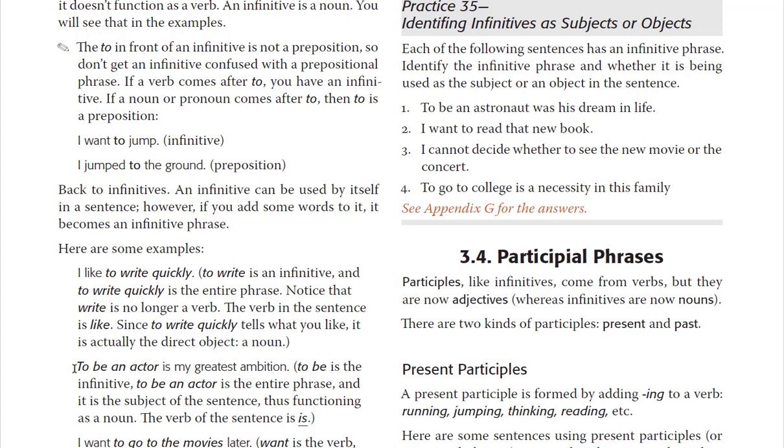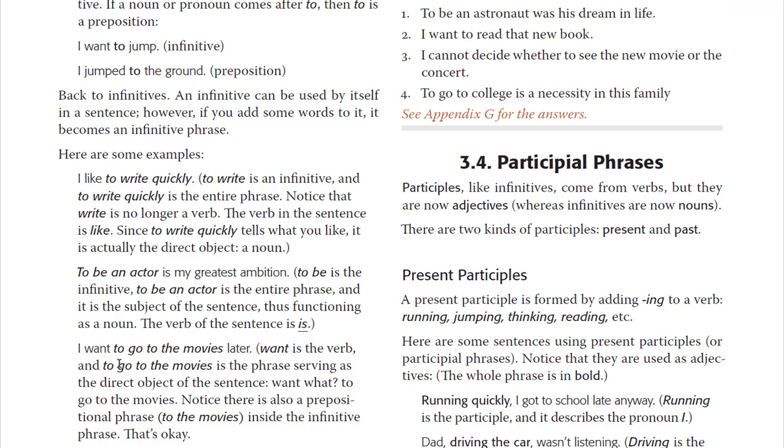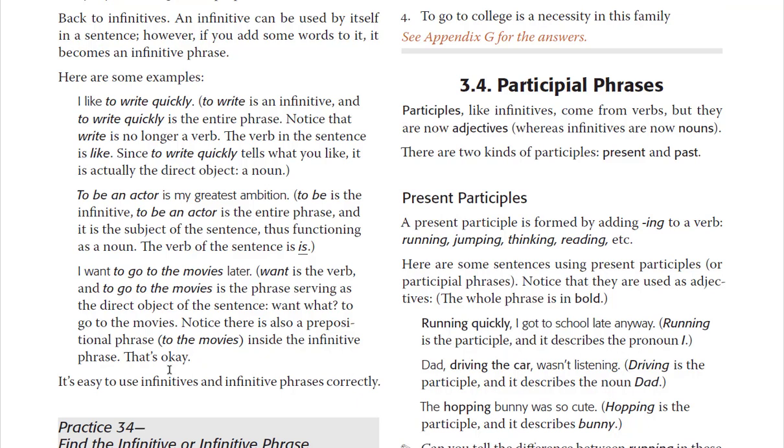So here you have an infinitive phrase used as a subject. I is the subject, want is the verb, to go to the movies is the object. So here you have an infinitive phrase used as an object. So it's easy to use infinitives and infinitive phrases correctly because infinitive phrases can be used as both a subject and an object.